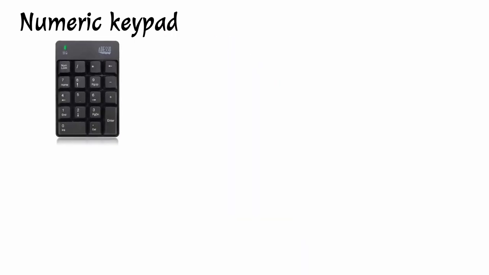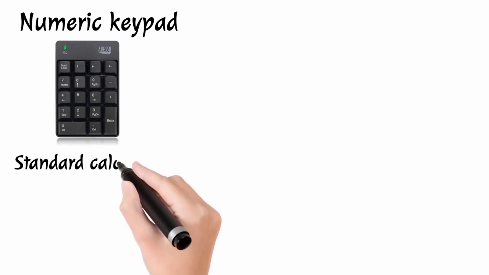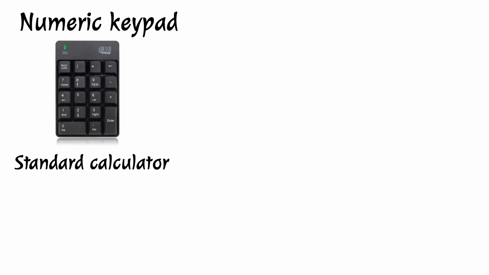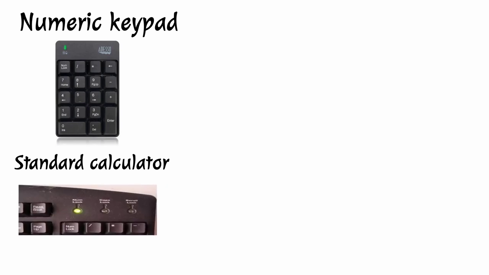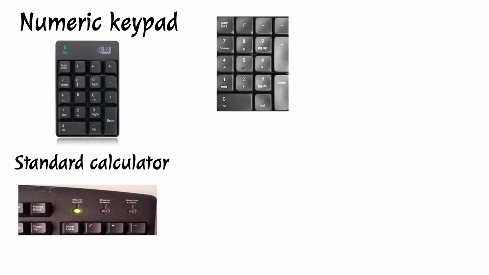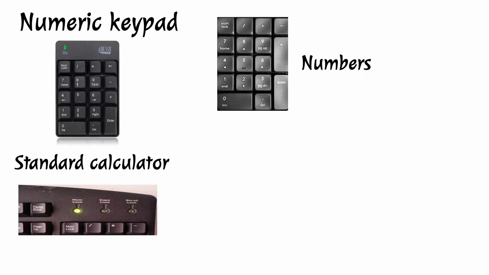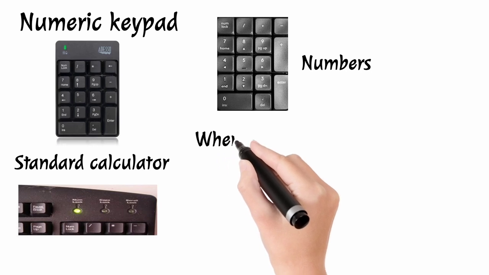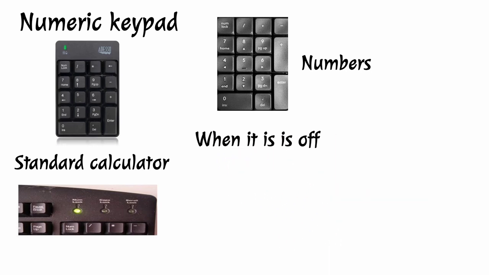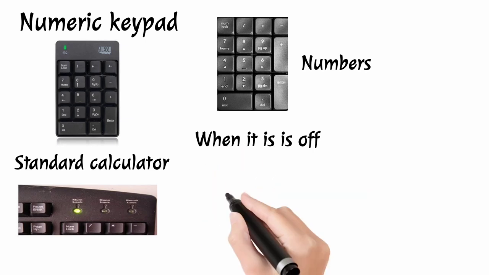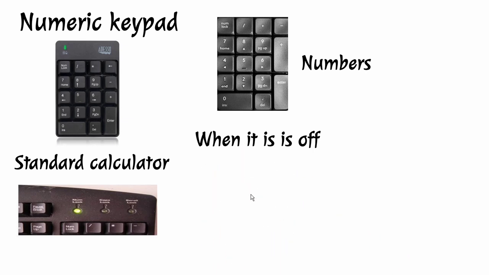Numeric keypad. The numeric keypad is located at the right side of the keyboard, which is arranged like a standard calculator, used to enter numeric data. The Number Lock key tells whether the keys are in numeric or directional mode. If it is on, meaning a green light is shown on the Number Lock key, you can enter the numbers. But if it is off, then directional keys are activated, which move the cursor up, down, left, or right.